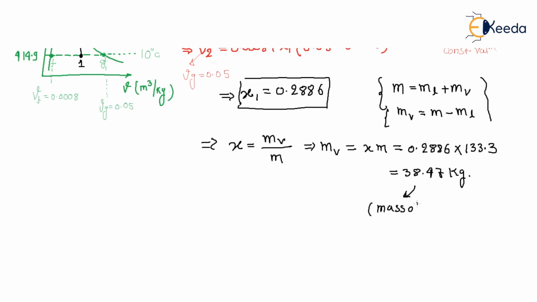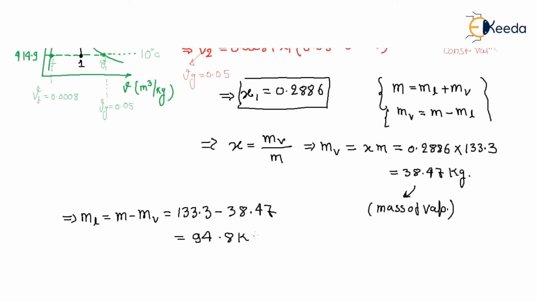So if you have the mass of the vapor, you can easily calculate the mass of the liquid. So the mass of the liquid is equal to total mass minus mass of the vapor. And what is the total mass? 133.3 minus 38.47. So what is that? 94.8 kg. This is the mass of the liquid, right?